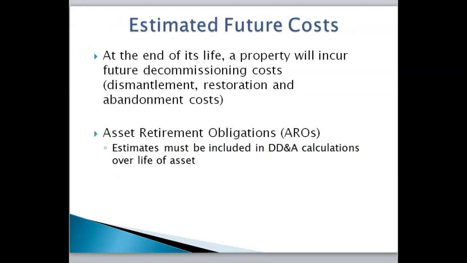Now we're going to talk about estimated future costs. These are costs that are necessary. They will be incurred, so we're going to use them in our DDNA calculation. At the end of its life, a property will incur future decommissioning costs such as dismantlement, restoration, and abandonment costs. We're going to call these AROs, Asset Retirement Obligations, and we're going to add them to our DDNA calculation over the life of the asset.